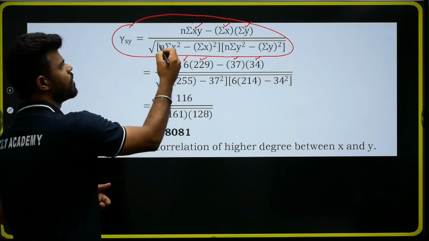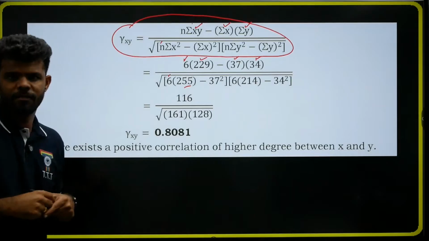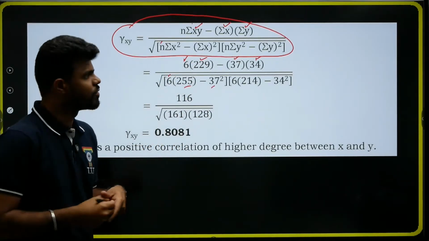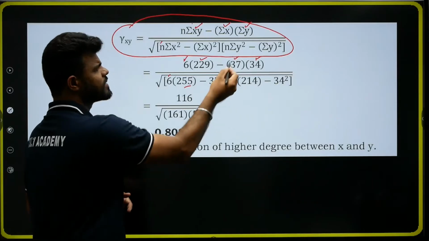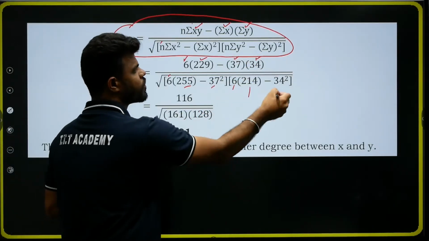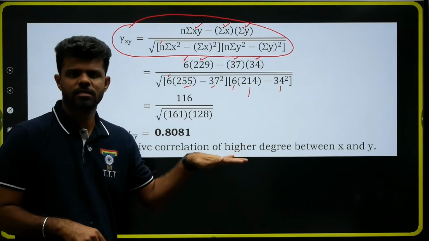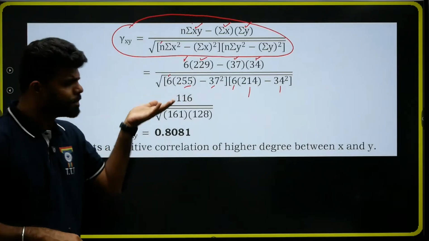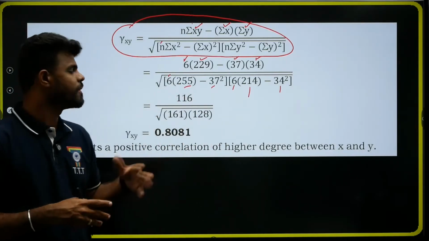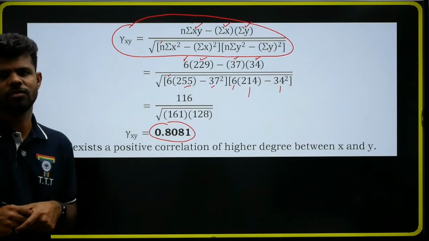Whole divided by square root of n is 6, summation x square is 255, summation x whole square is 37 square. N is 6, summation y square is equal to 214, and summation y whole square is 34 square. So substitute all the values and simplify further by using a normal calculator or a scientific calculator. Then finally you will get the answer 0.8081.